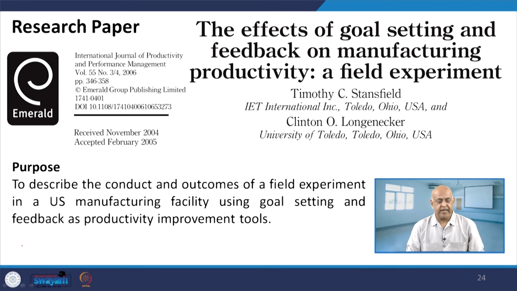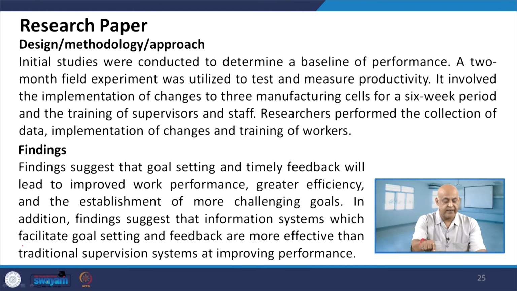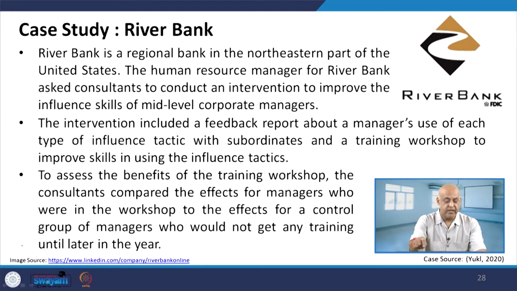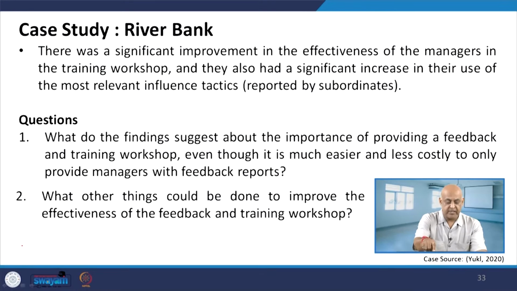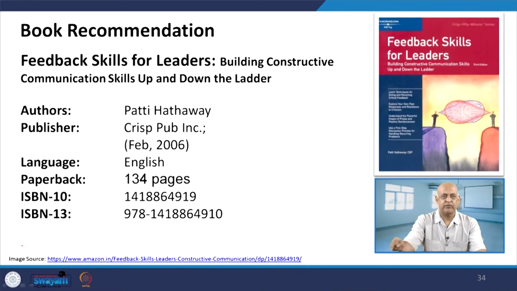As usual, these are the research papers and books we will talk about: the effects of goal setting and feedback on manufacturing productivity, a field experiment. You can go through this research paper. Similarly, there is the Riverbank case study, showing how the communication process and the feedback process were used during a training program, and how feedback can be positive or negative. You can see that by reading this case study.